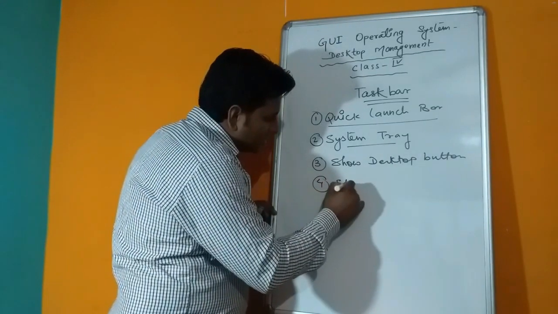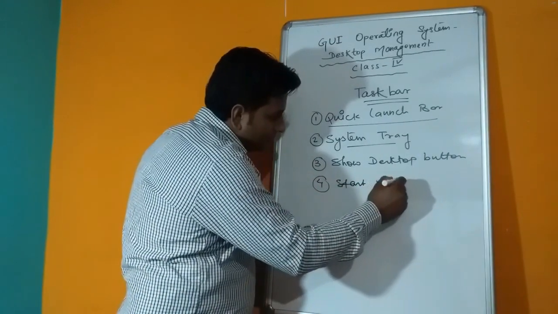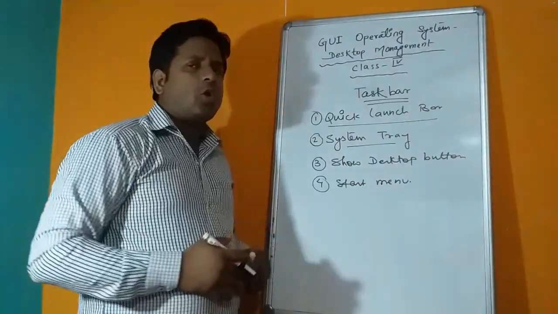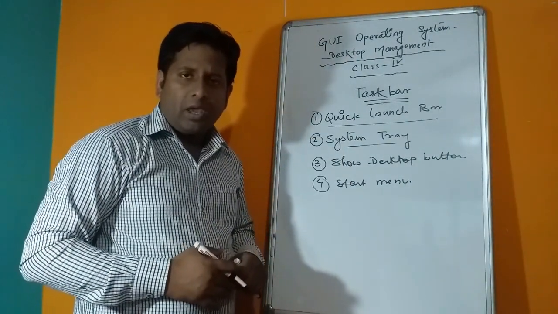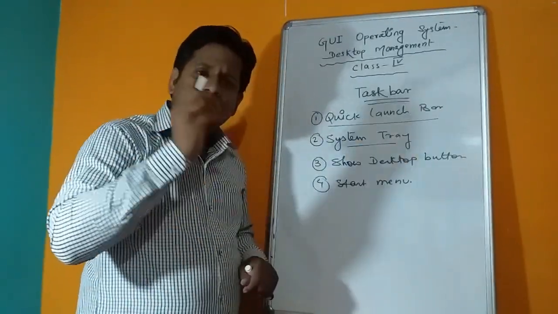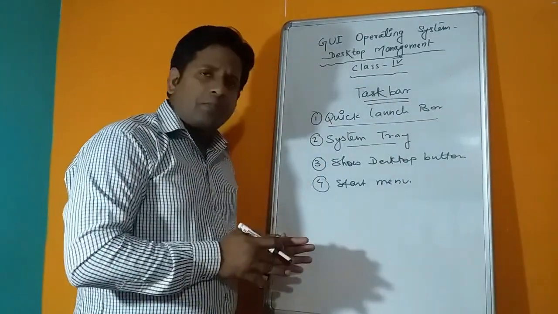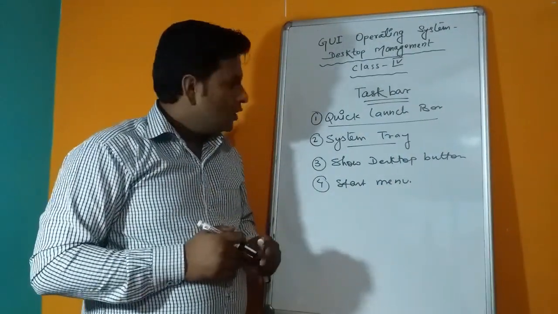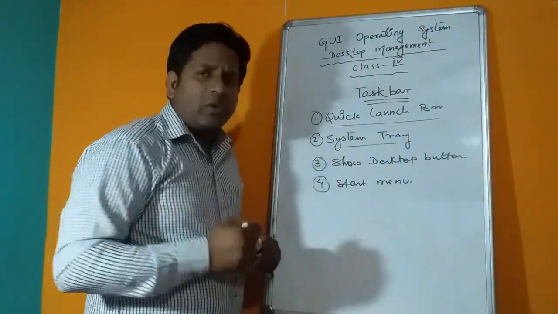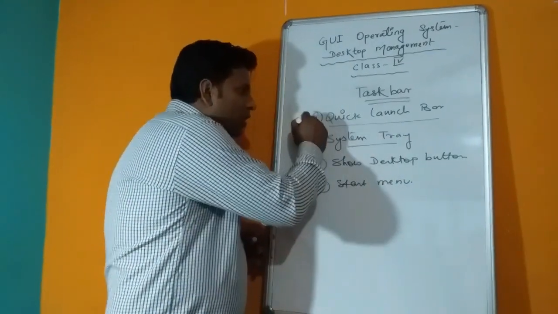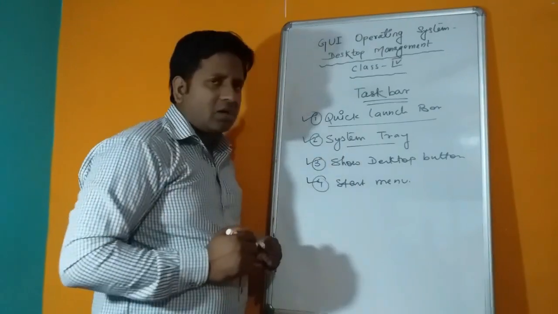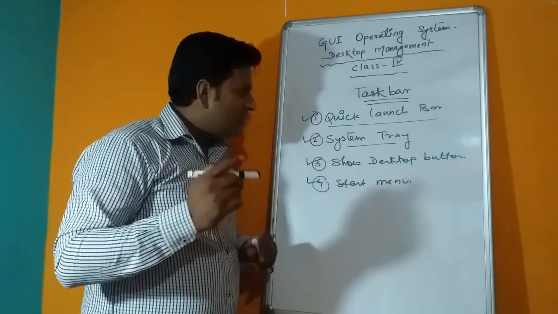Another one, you get a start menu. The start menu contains the list of all the installed programs. All the installed programs are displayed in the start menu in the form of menu and submenu. So children, what are the things we get in a taskbar? Quick launch bar, system tray, show desktop button, and start menu. Is this clear, children?